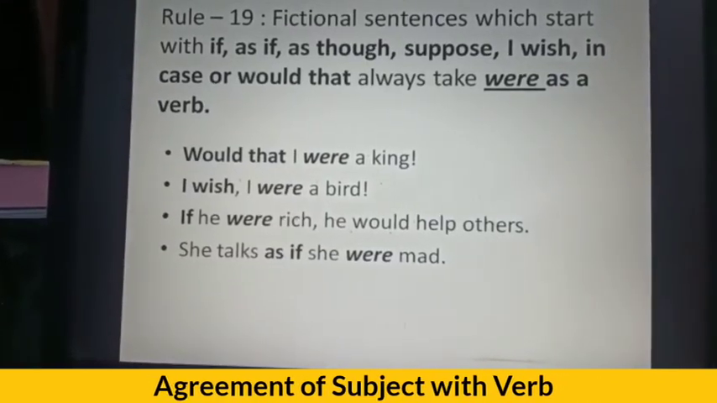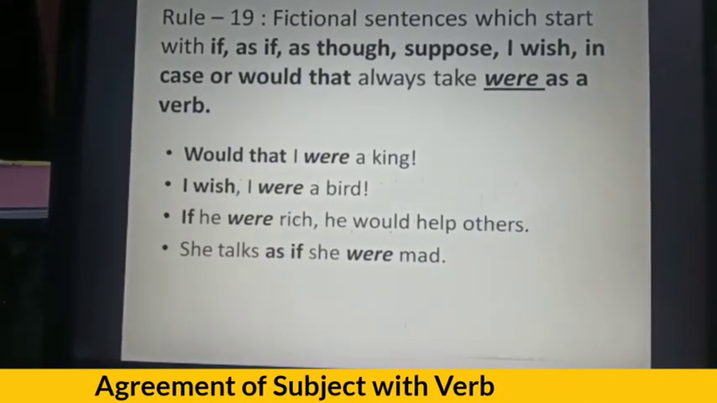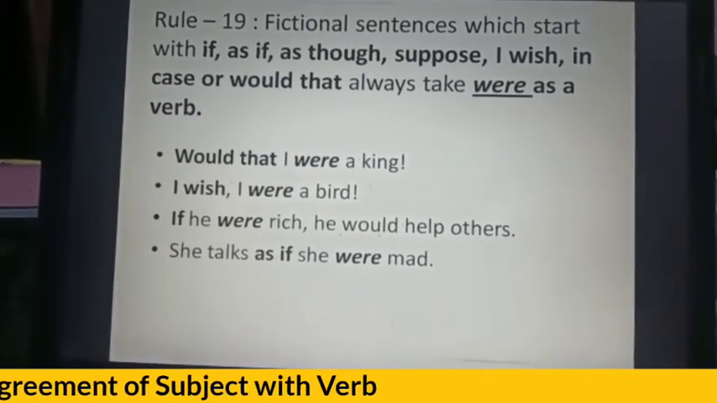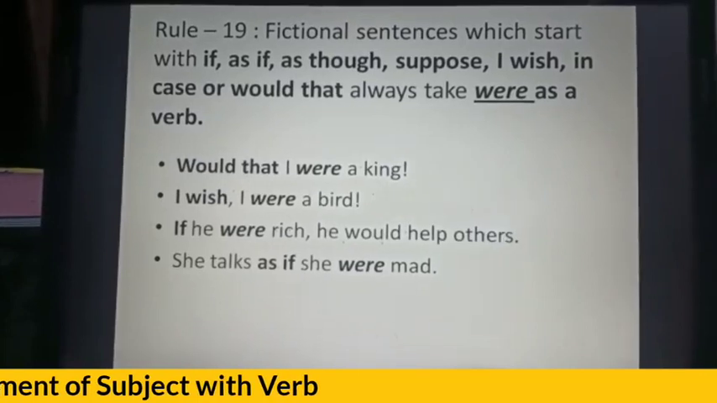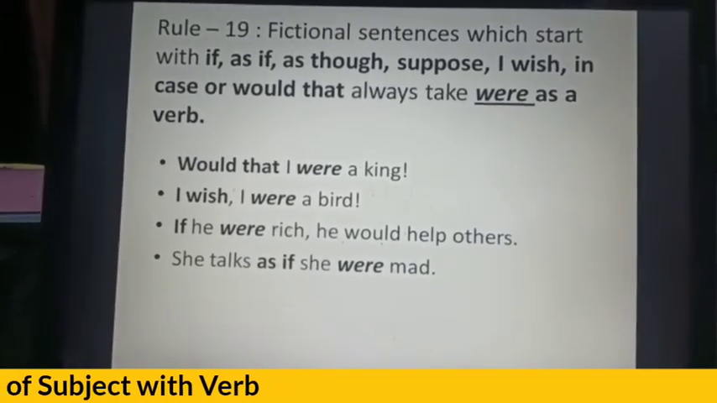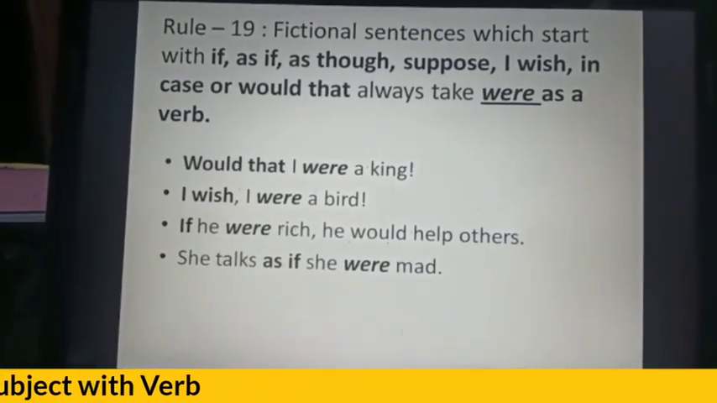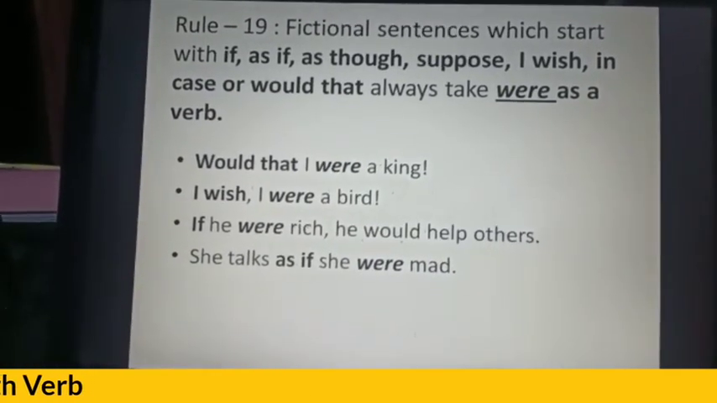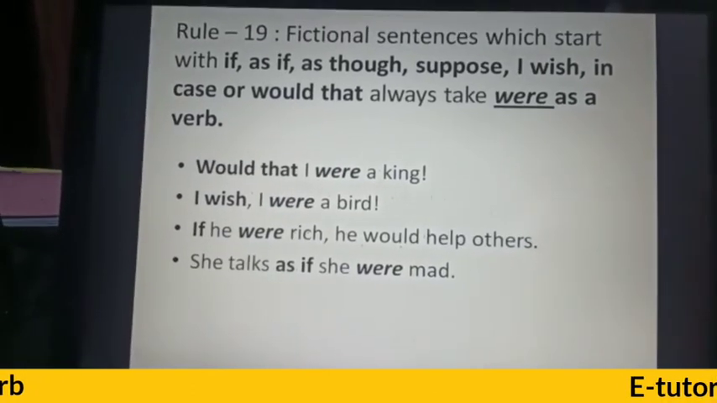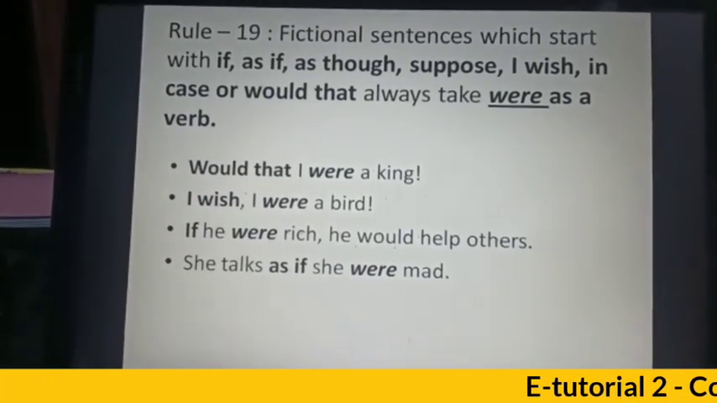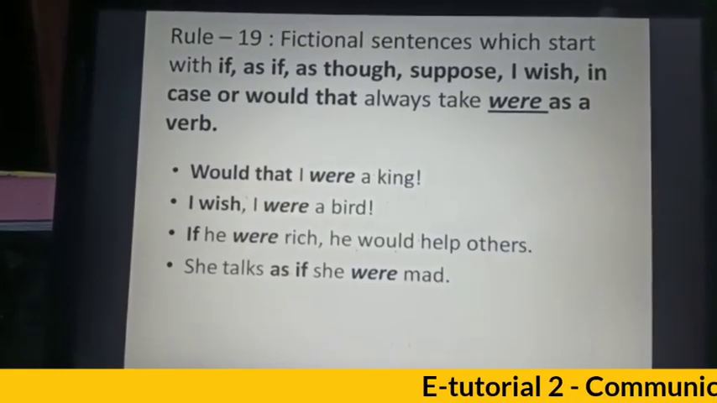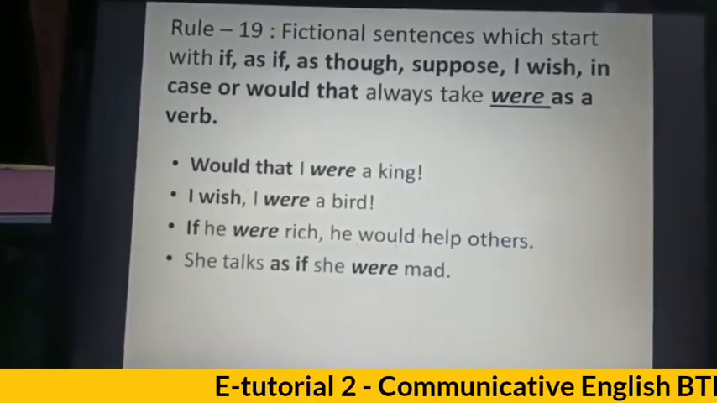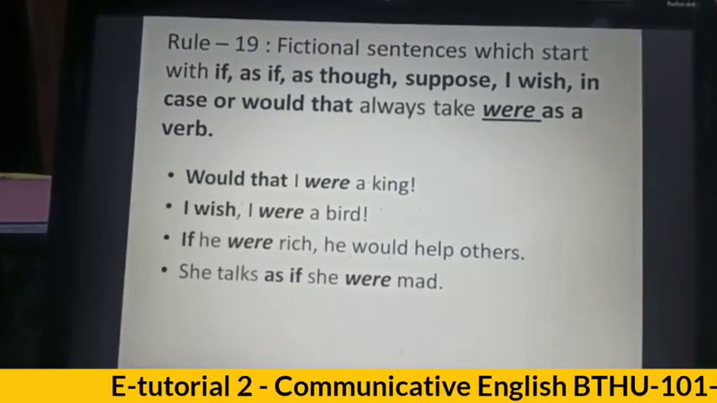There are certain fictional sentences which start with words like if, as though, suppose, I wish, in case, or would that. Such sentences always take were as a verb. These sentences are not based on any reality or fact, rather they are based on our imagination or the things we want to be. For example, would that I were a king. I am not actually a king, but I strongly desire to be a king. I wish I were a bird. I am not a bird, but I strongly desire to be a bird.